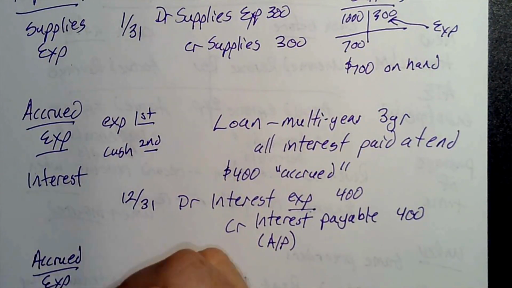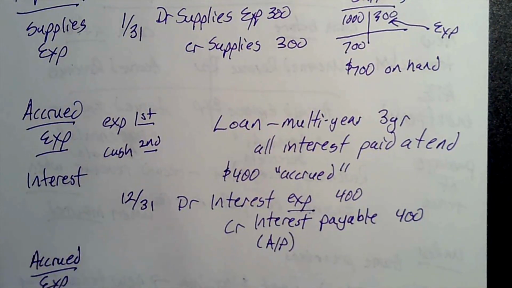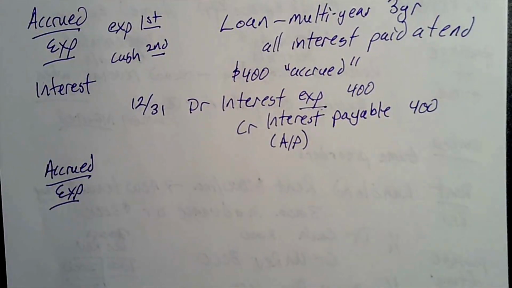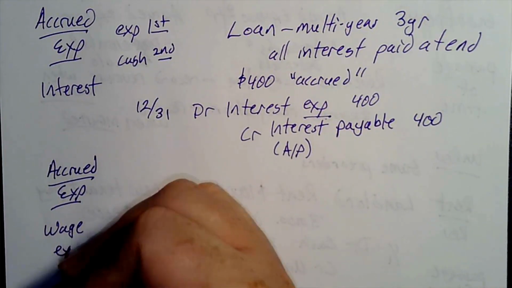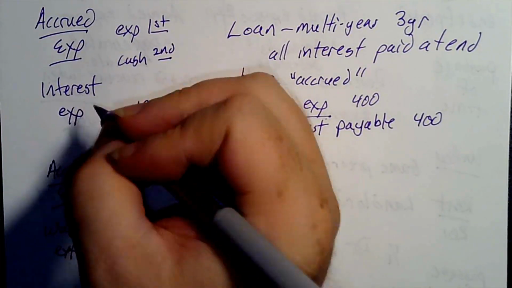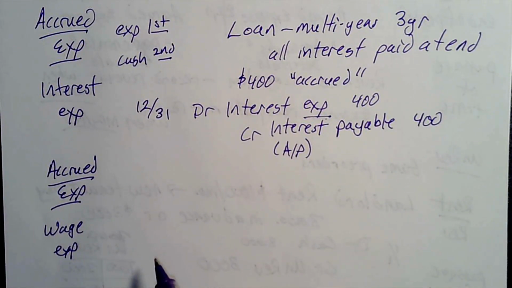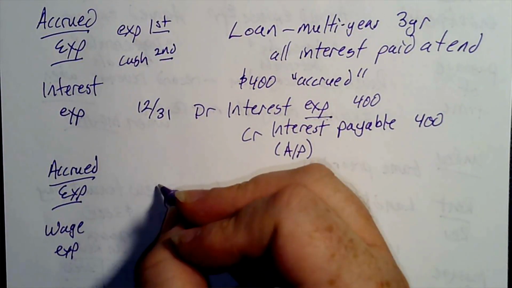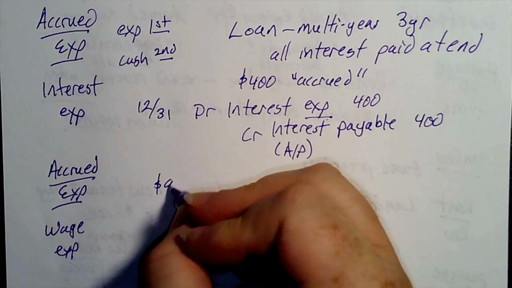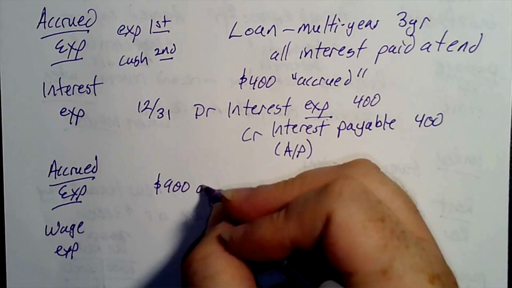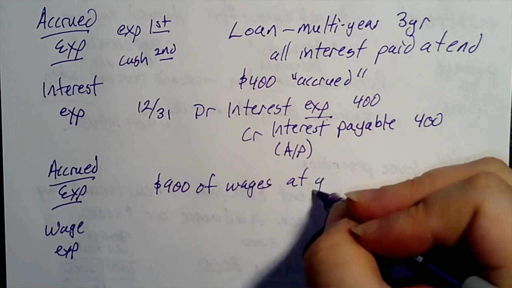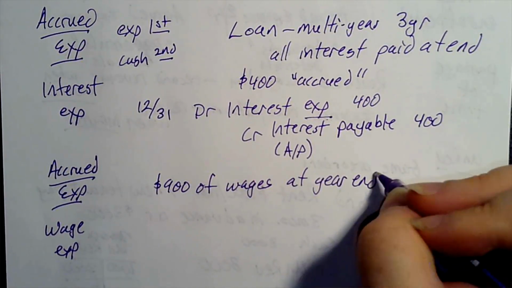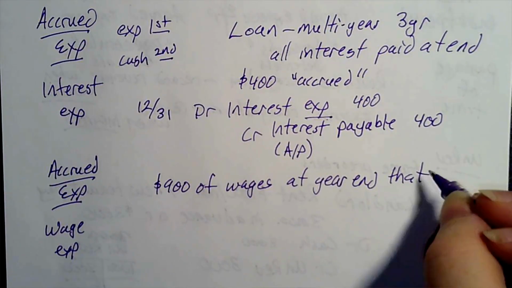Let's take another accrued expense. And again, we're just using the general explanation from the homework without going in depth. And this is a wage expense. The way it is laid out in the homework, and I'm going to use the exact number, it says there's $900 of wages at year end that we haven't paid yet.